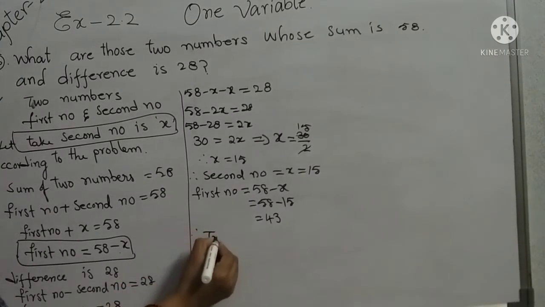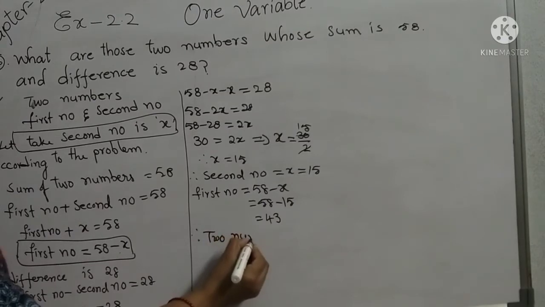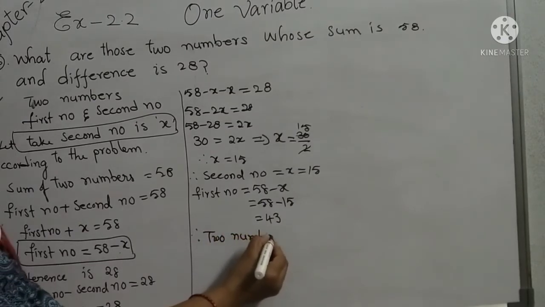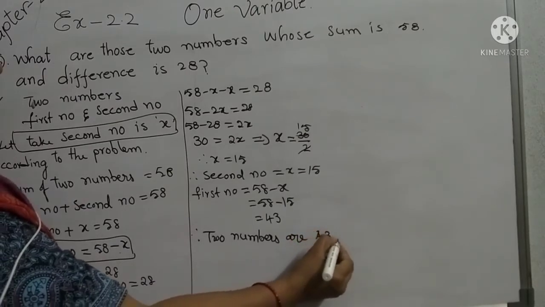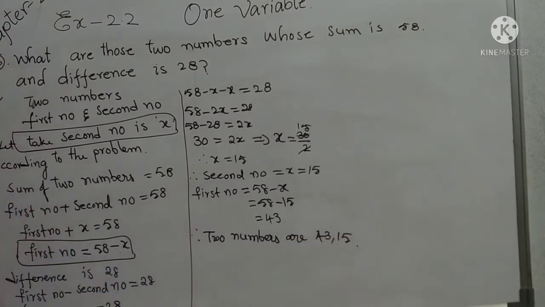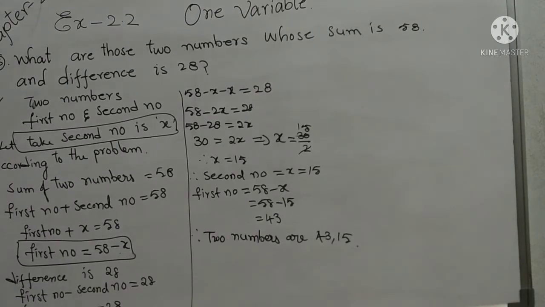Therefore, the two numbers are 43 and 15. Understand? Understand, children, this problem? Okay.